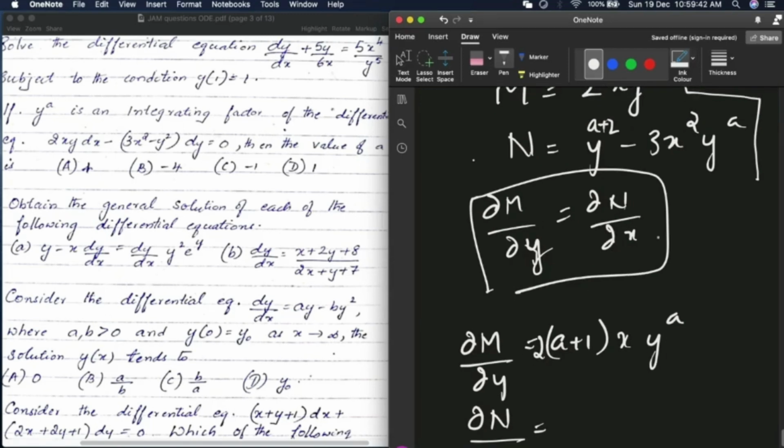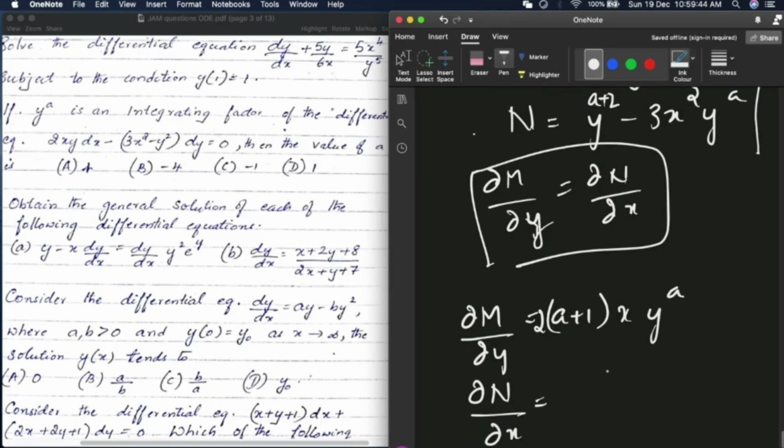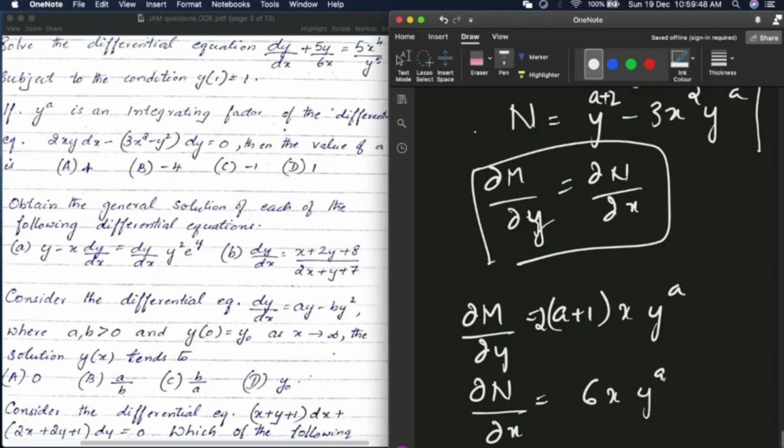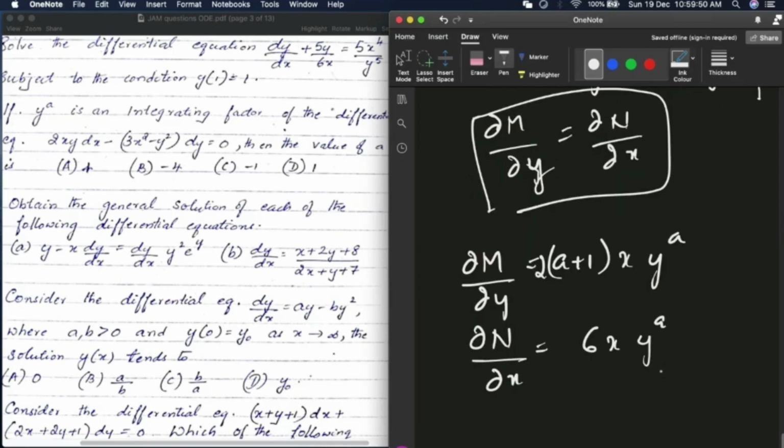When I find ∂N/∂x, this term becomes 0. So this has to be equal because it's exact. No, you have multiplied with your integrating factor. That means this has to be exact. So you get 2a plus 1 is equal to 6.